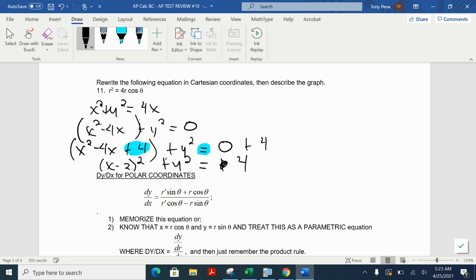So what we should then see as we look at this equation is that this would be a circle. The center is (2, 0). Since this should be right here is your r squared in the basic equation for a circle, means our r is going to be a 2. So that's what it means by describe it. So what are we dealing with?